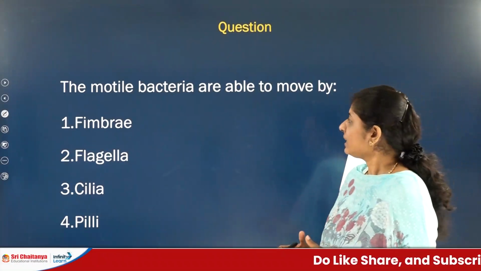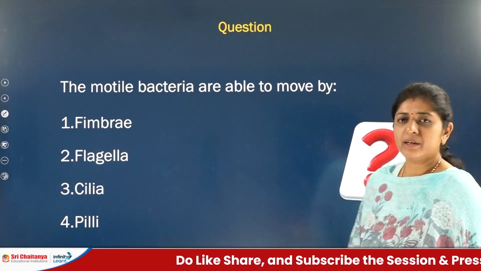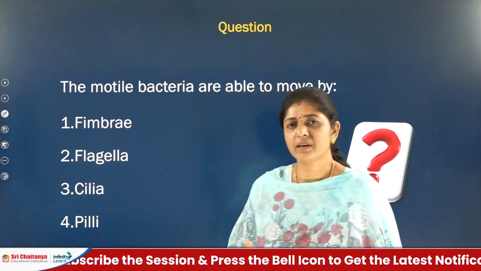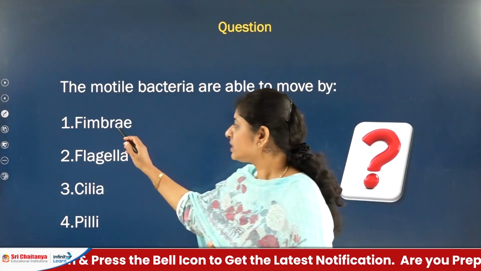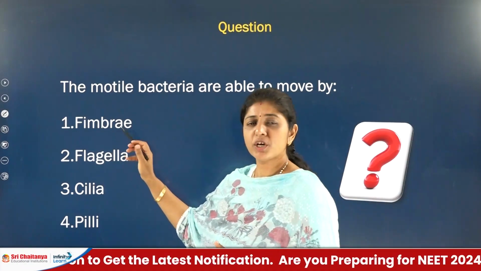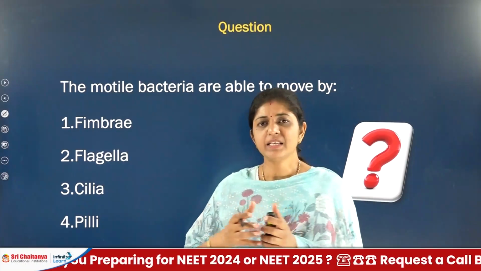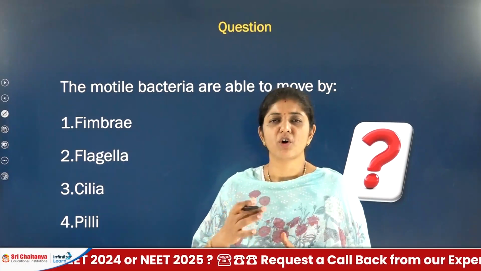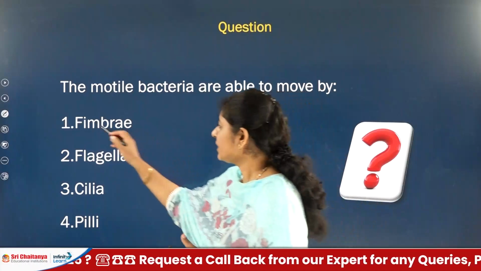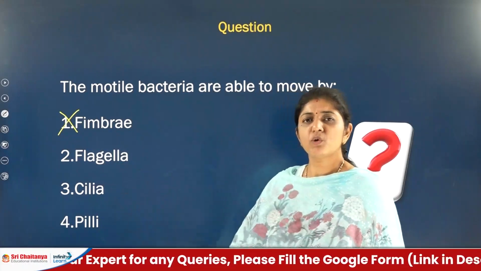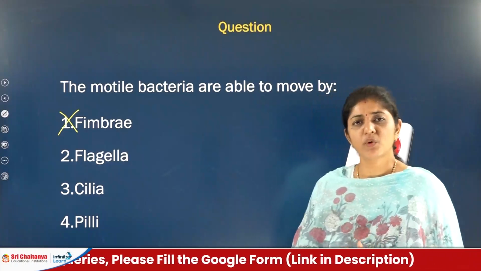The motile bacteria are able to move by. We discussed what the locomotory organ in bacteria is. Flagella. And obviously it will not be the fimbriae, because fimbriae help in the attachment of bacteria with any substratum, maybe rocks or the host cell. That's why this is not your answer. Flagella, we figured it out. This is the only locomotory organ in the case of prokaryotes.